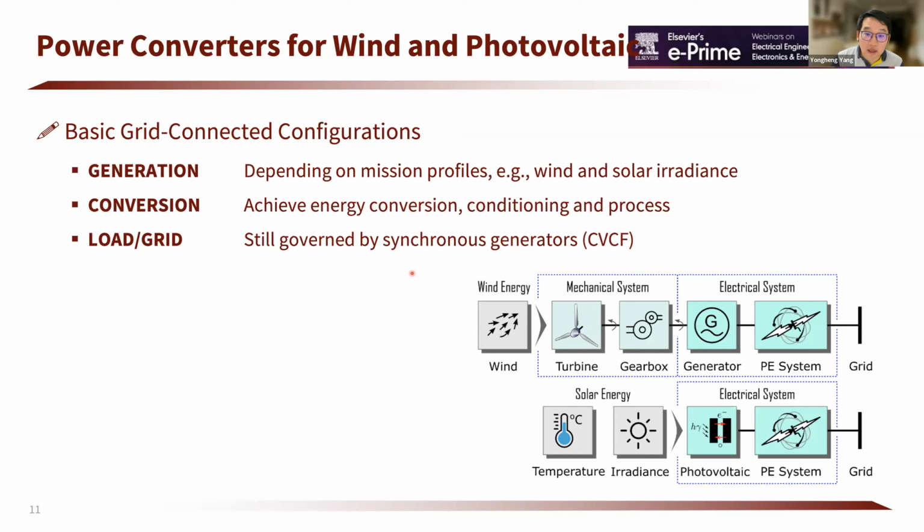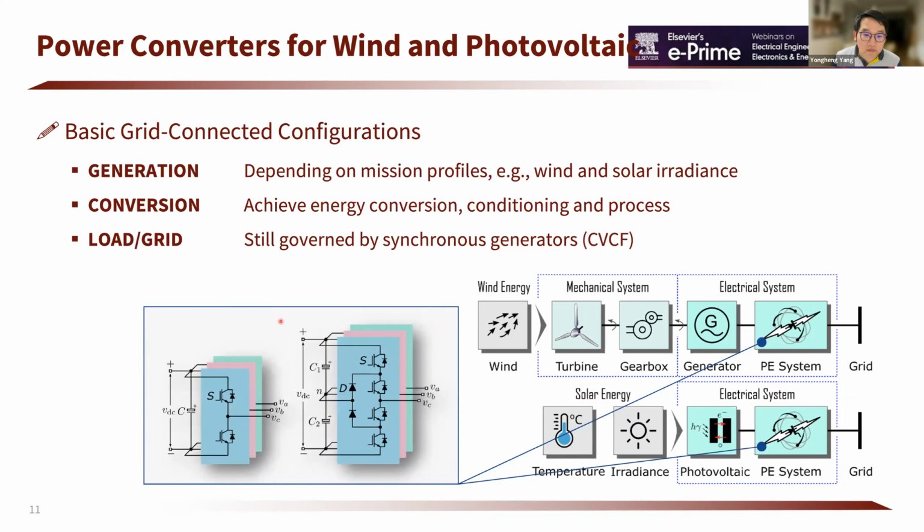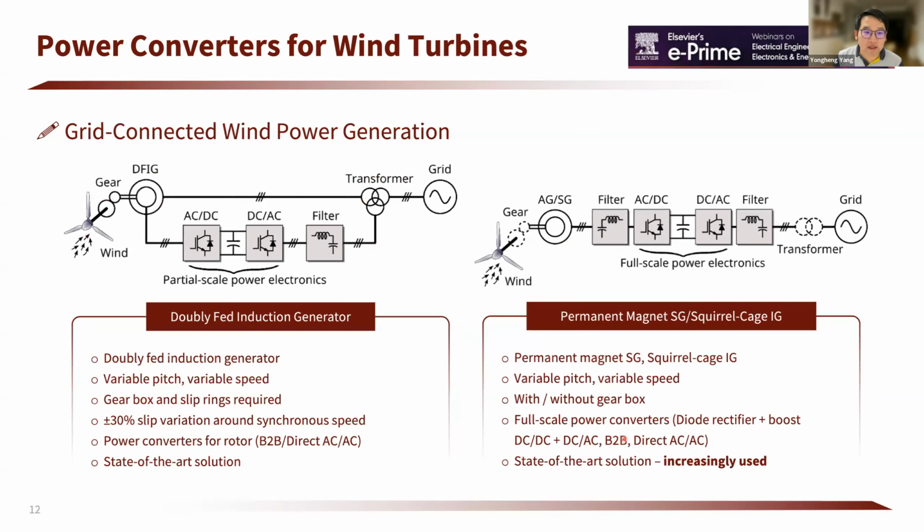And for power converters, the standardized modules, or the most widely used power converters, are 2-level converters as well as 3-level converters. The standardized modules have been used in many applications. Then for grid-connected wind power conversion, there are mainly 2 concepts. The first one is based on this doubly fed induction generation concept.